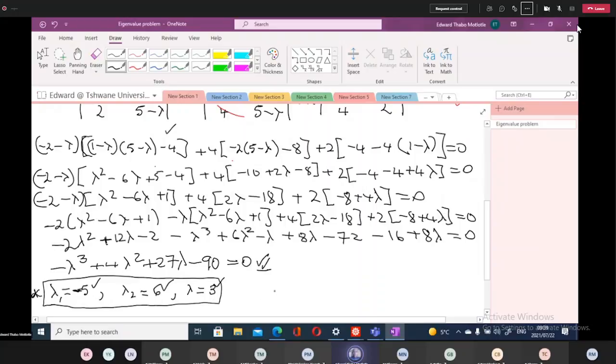Now, immediately after achieving the eigenvalues, what do you do? You substitute. For lambda equals -5, you solve. For lambda equals 6, you solve. For lambda equals 3, you solve. So I have managed to solve all 3.